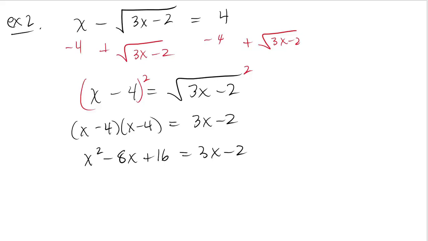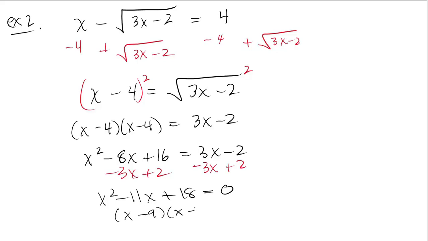And now we have to decide how we want to approach this. It doesn't seem like there's going to be an easy way to write this as a perfect square without variables on the other side. And so I would get 0 on one side. I would subtract 3x and add 2 in order to get 0 on the right side. So that's x squared minus 11x plus 18 equals 0. That does factor. That's x minus 9, x minus 2. If it didn't factor, I'd use the quadratic formula, but this factors. And so I get two proposed solutions, x equals 9 or x equals 2.